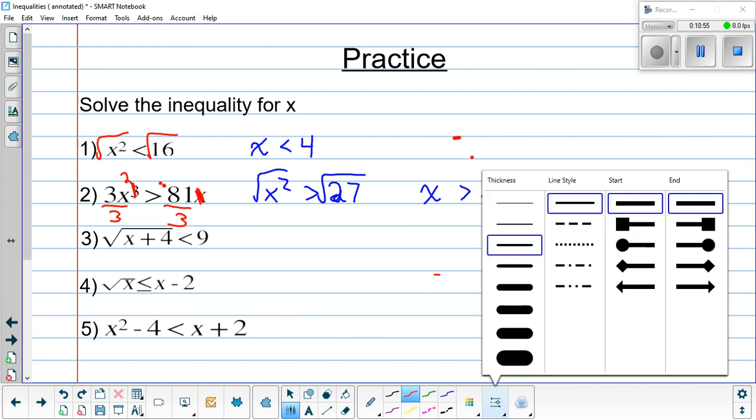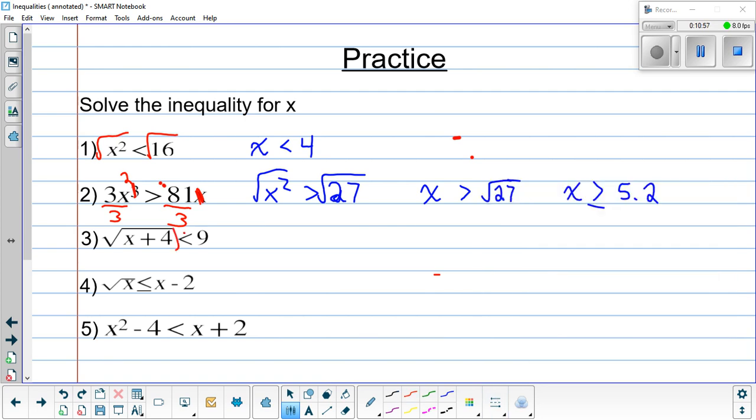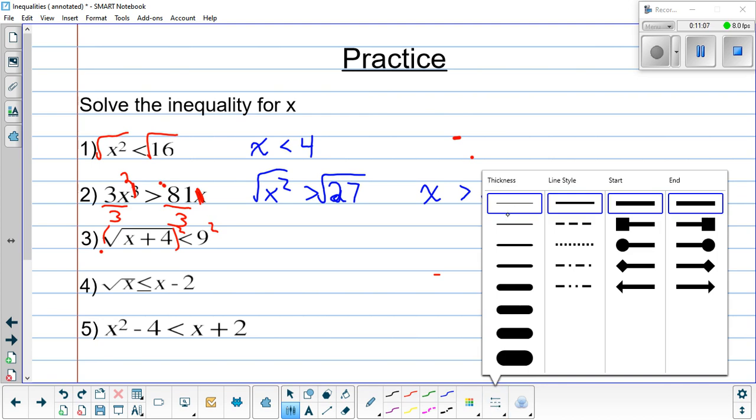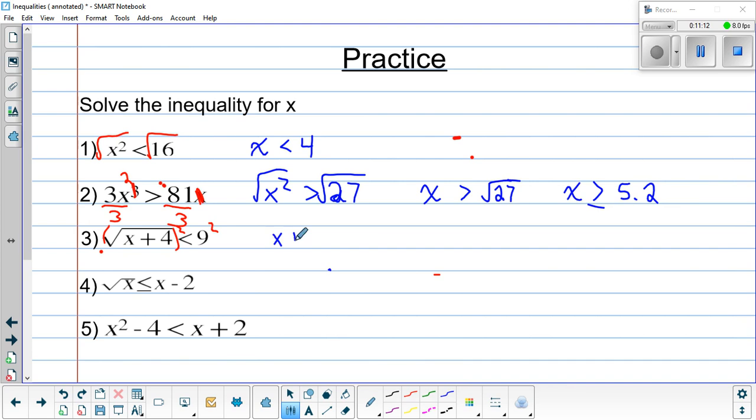Moving on, what do we have to do here? Well, the very first step we're going to have to do is square both sides, right? So we have to get rid of our brackets per se. So here we are going to be left with x plus 4 is less than 81. Then we subtract 4 and subtract 4, and we have x is less than 77.